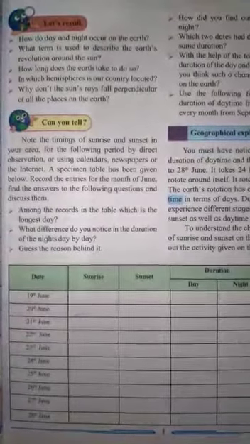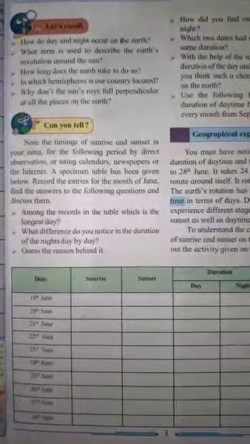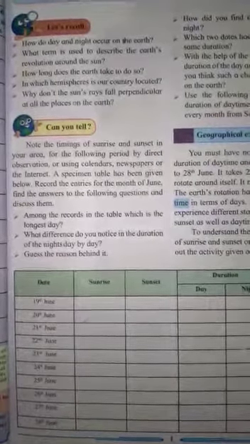First one is, let's recall. You are going to find the answers to these questions. The first question is, how do day and night occur on the earth? You have to think and solve all these questions below, and write the answers in your textbook, in your notebook. So now, can you tell?